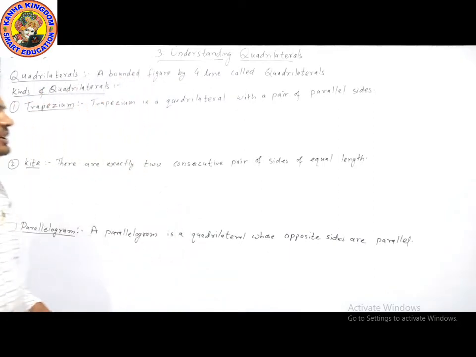Our chapter number 3 is Understanding Quadrilaterals. Now, some basic definitions and types of quadrilateral. First of all, what is a quadrilateral? A quadrilateral is a bounded figure by four lines.